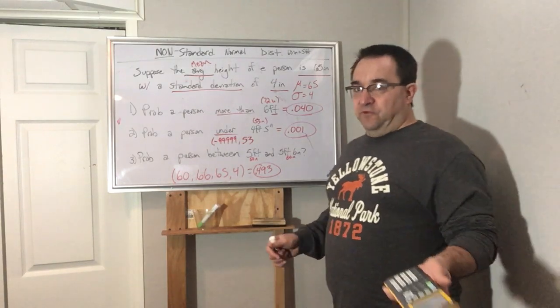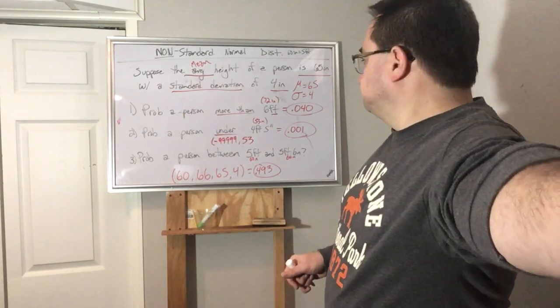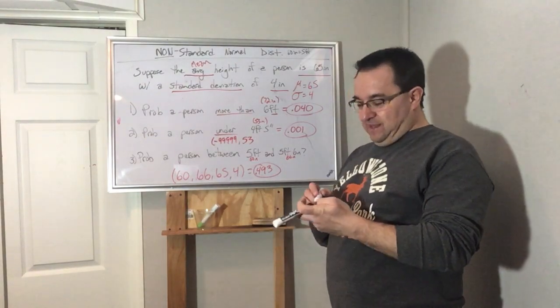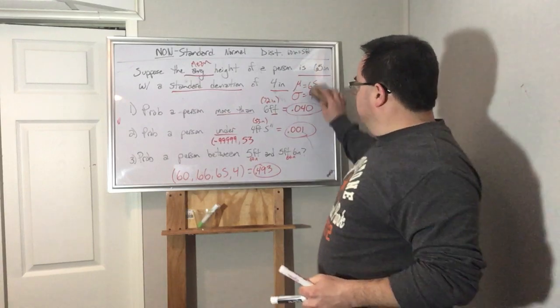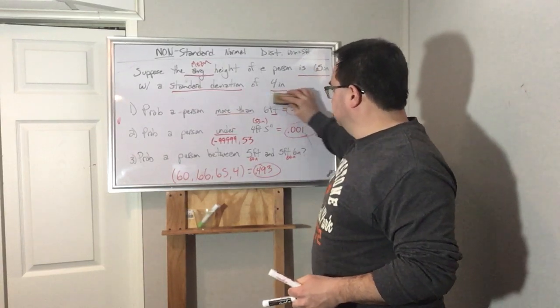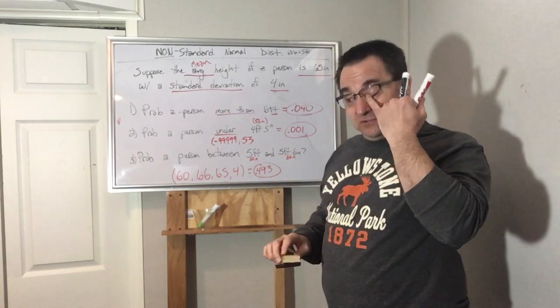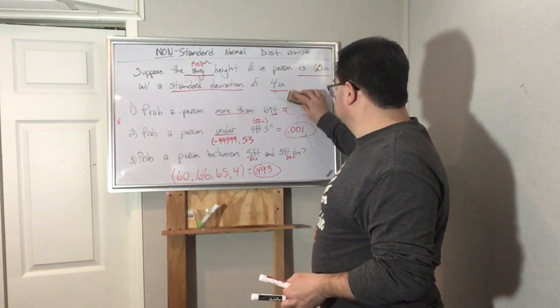Okay, so that's pretty straightforward, I think, I hope. How would I do this without a calculator? So to do that, let me clear some of this information. We've got to get z-scores to use that table.